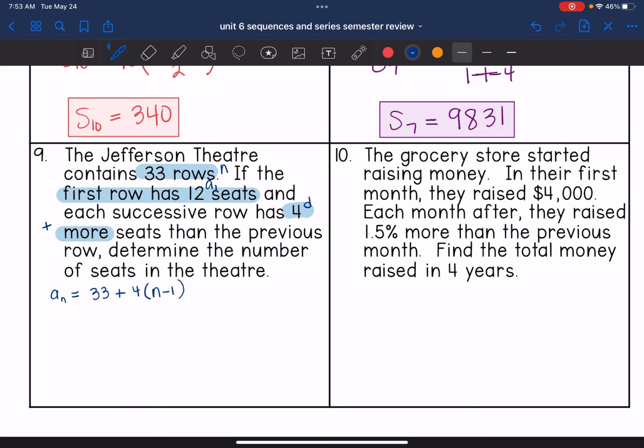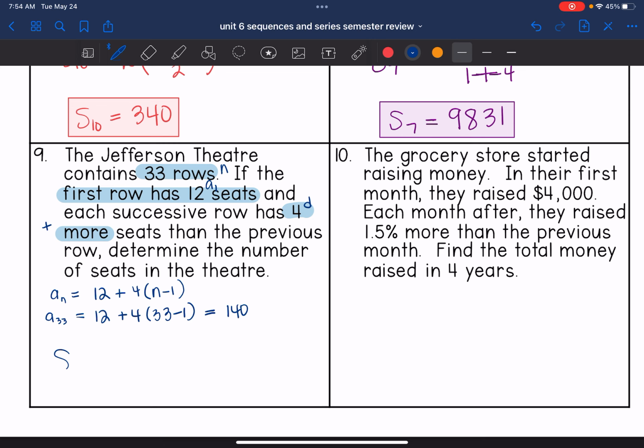Now, we're trying to figure out how many seats are in the 33rd row. I totally messed this up. This should be a 12 because that's the first row. Okay, so we're trying to figure out how many seats are in the 33rd row. So what we're going to do is plug in 33 where that n is and see what we get. And I get 140. So that very last row has 140 seats.